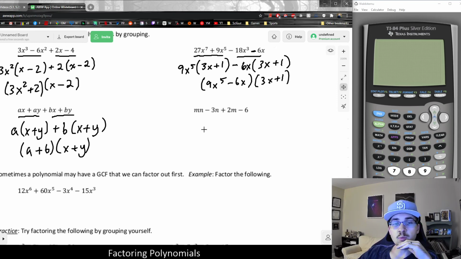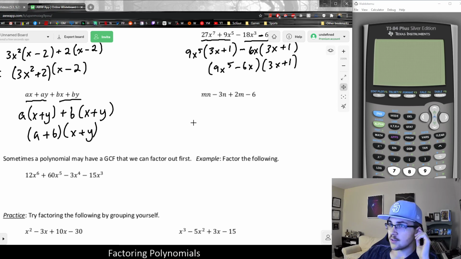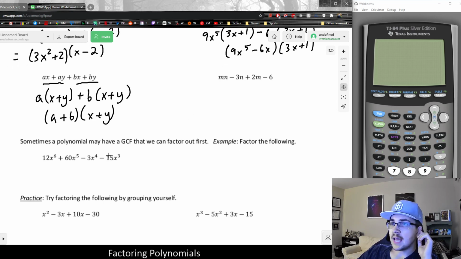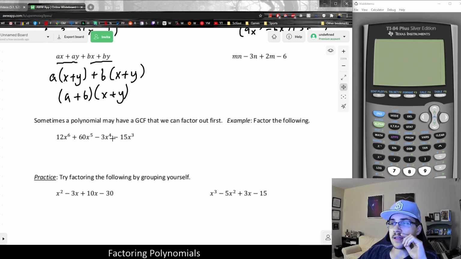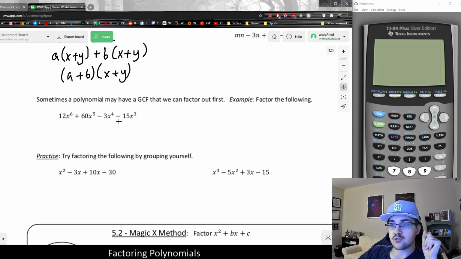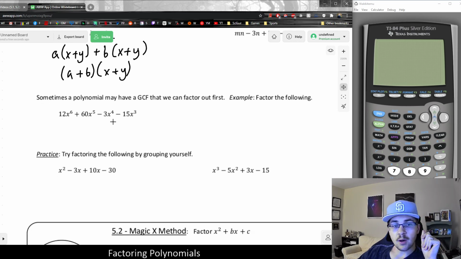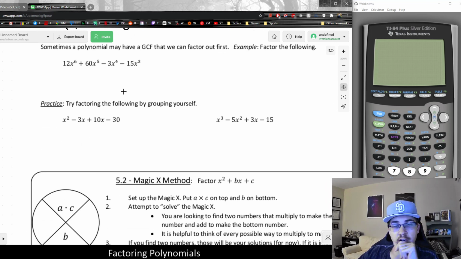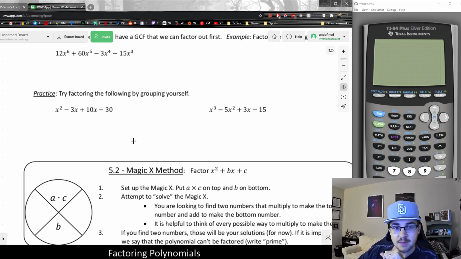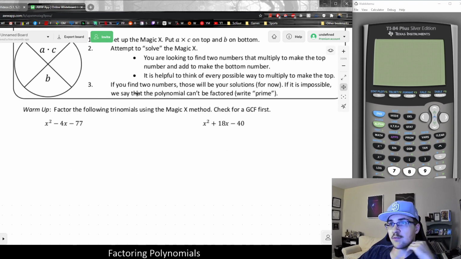Anyways, that will wrap up my talk on factoring by grouping. I'll leave the rest for you to try on your own. I'll do one more video and talk about factoring trinomials by what I call the magic X method. The magic X method is a way for factoring polynomials, quadratics are what we often call them.